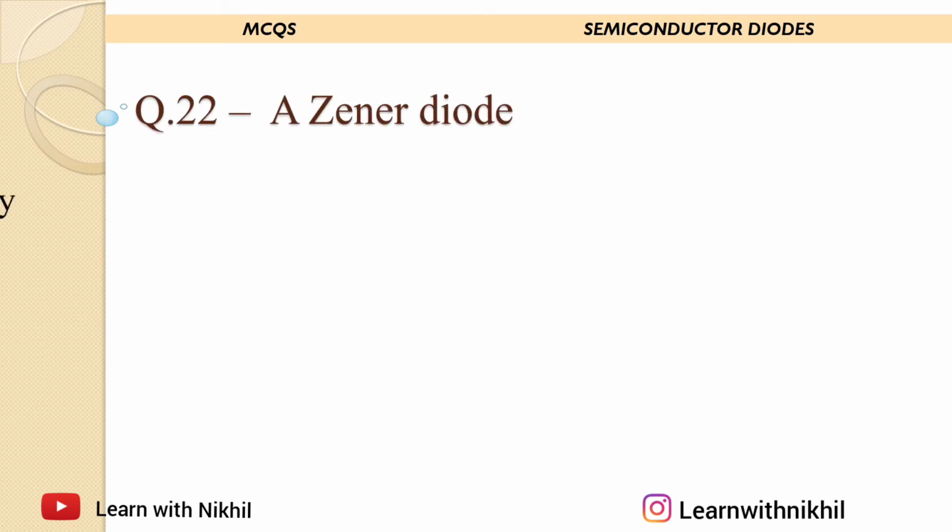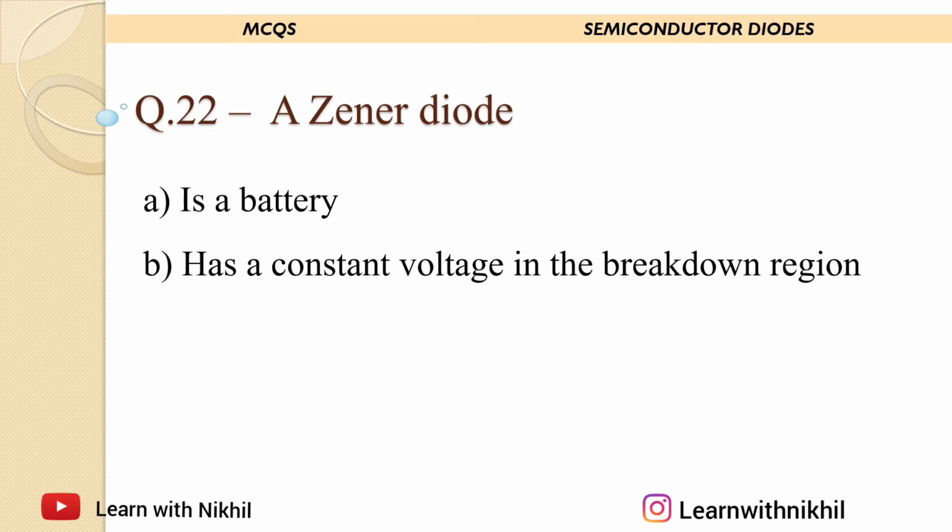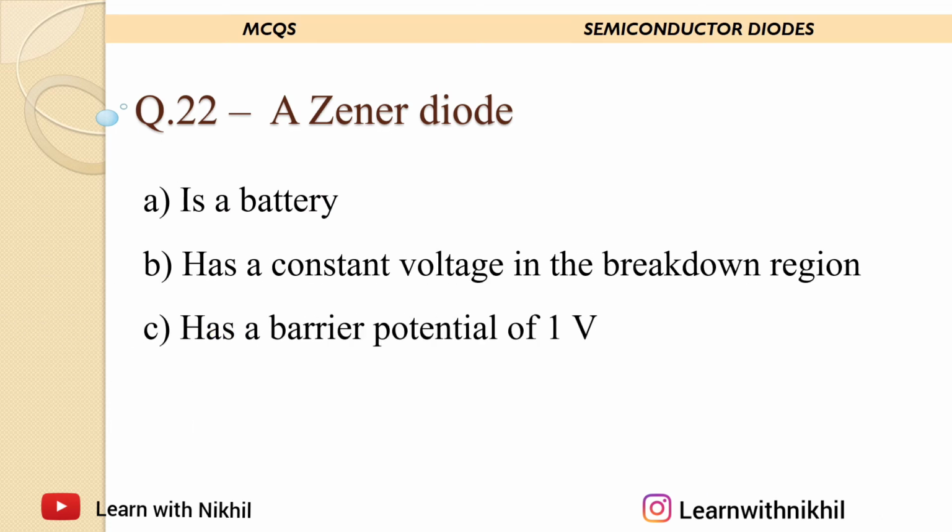Next question, a Zener diode is a battery, has a constant voltage in the breakdown region, has a barrier potential of 1 volts or is forward biased. So the answer is has a constant voltage in the breakdown region.